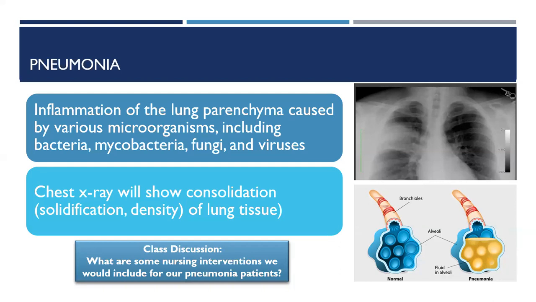Your patient, when you do a chest x-ray, it will show consolidation. What that means in common English is that you're going to see a whole bunch of white where there shouldn't be white. That white is due to thickening of the lung tissue and also due to mucus that's present in the lungs. So what are some of the interventions that we would include for our pneumonia patients?